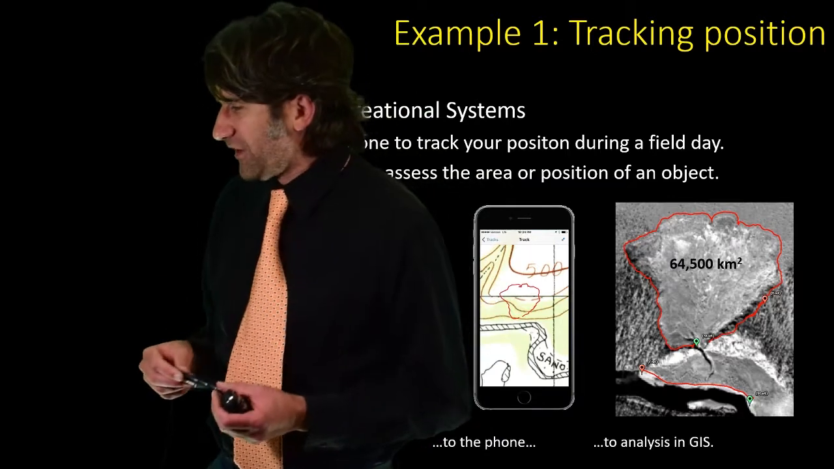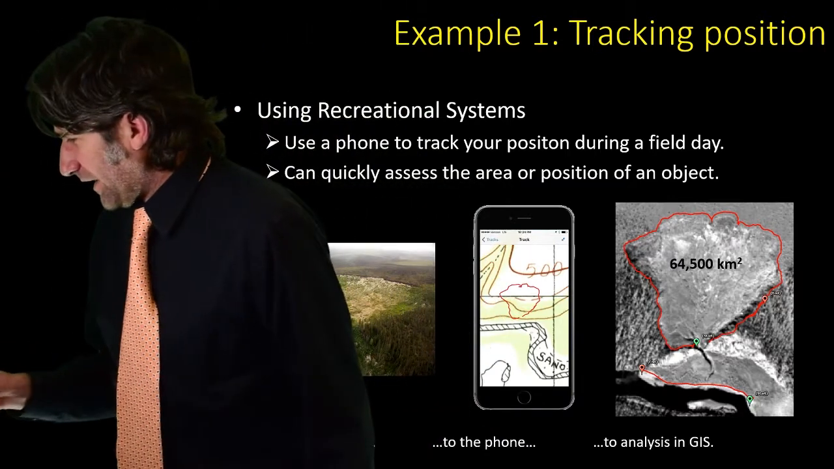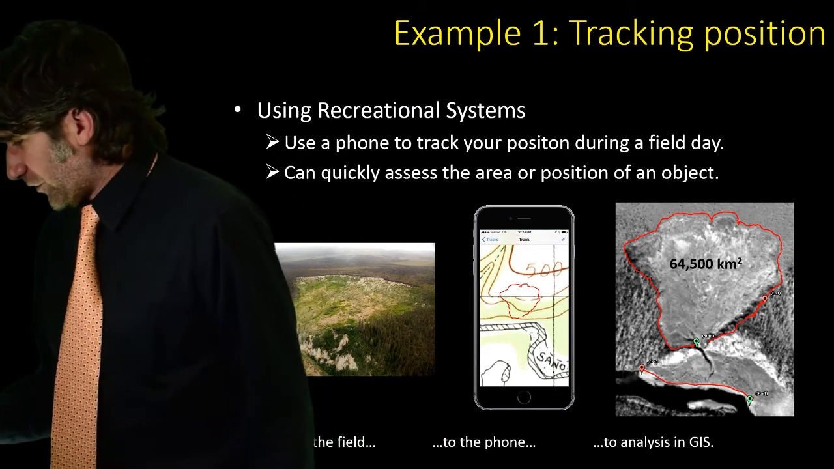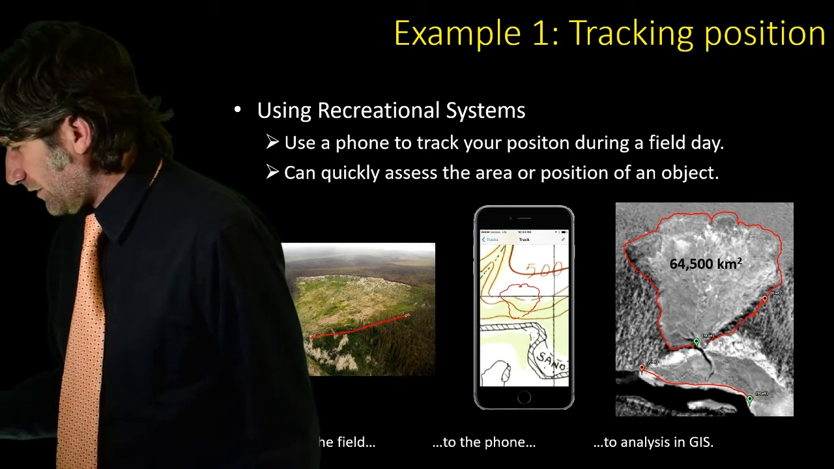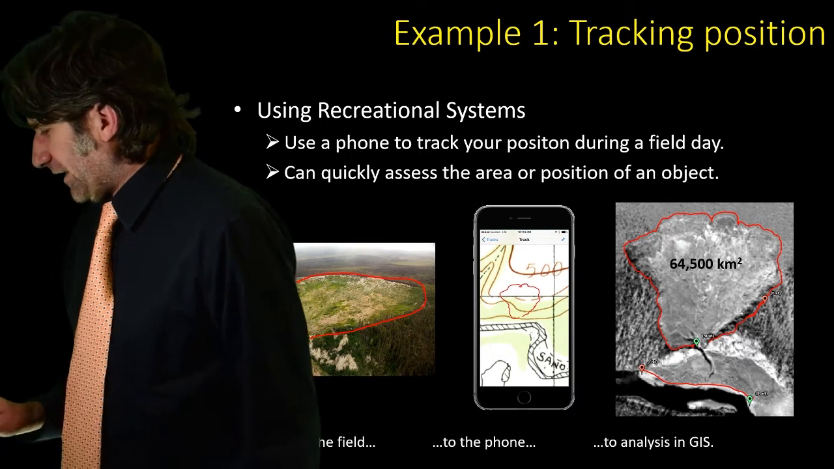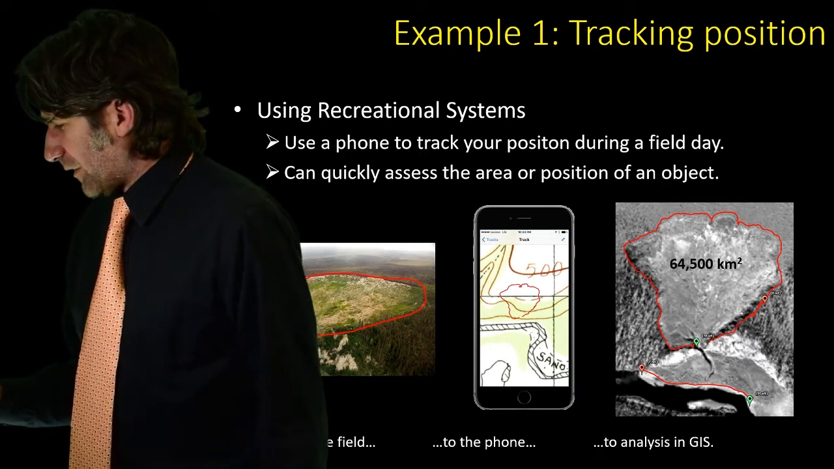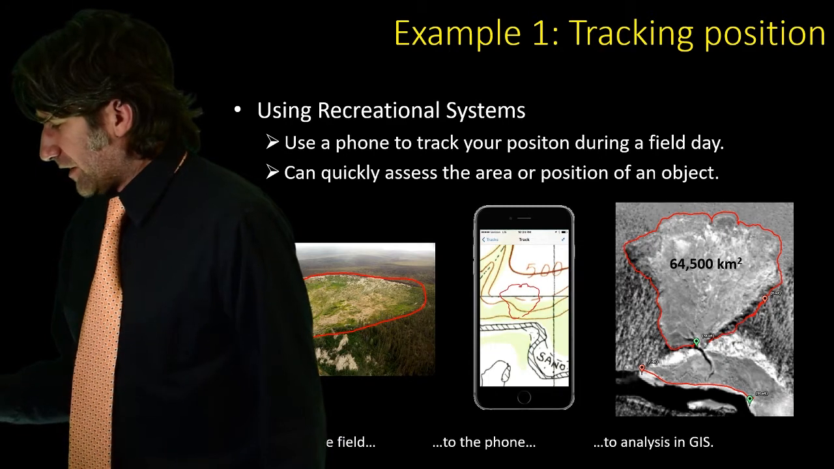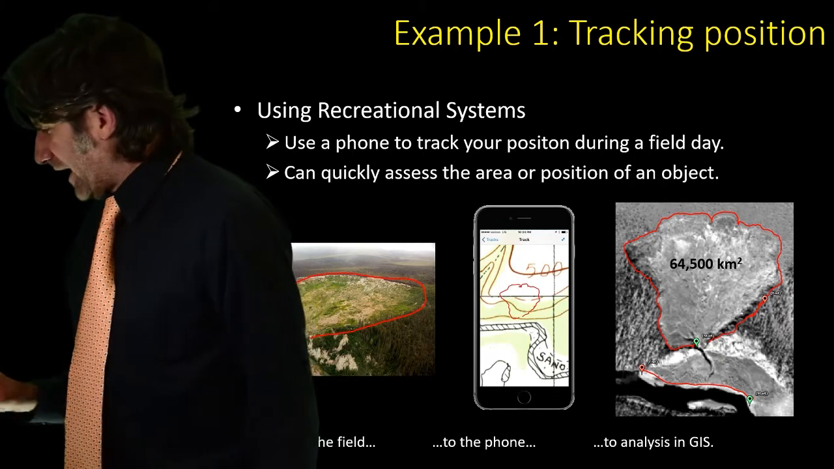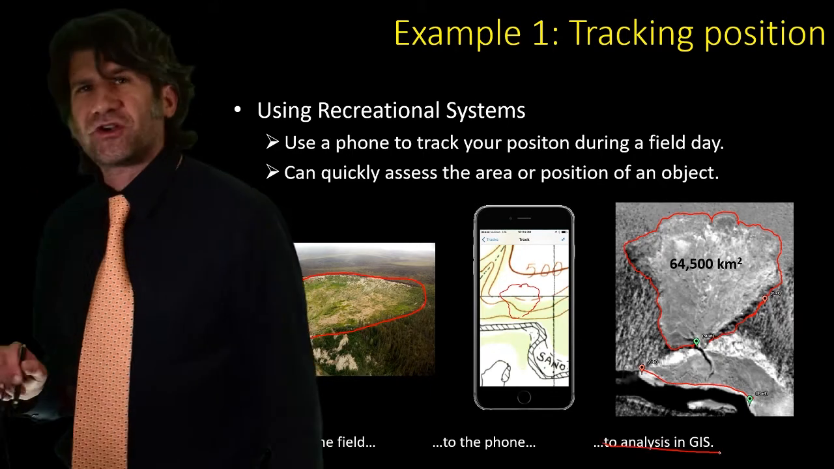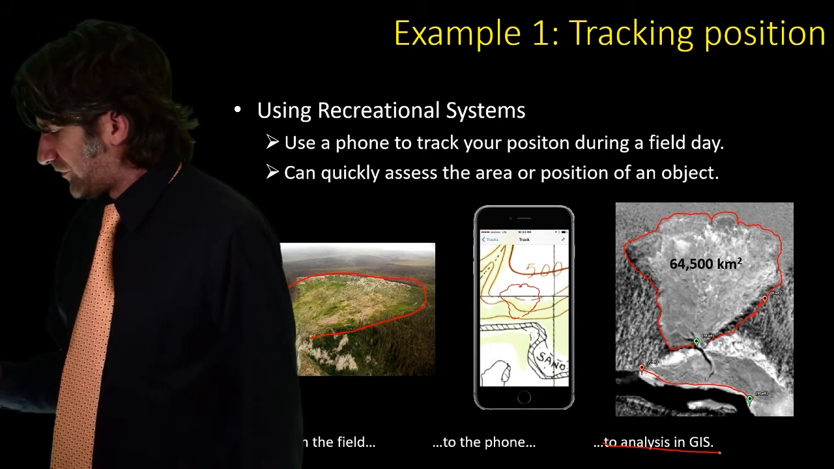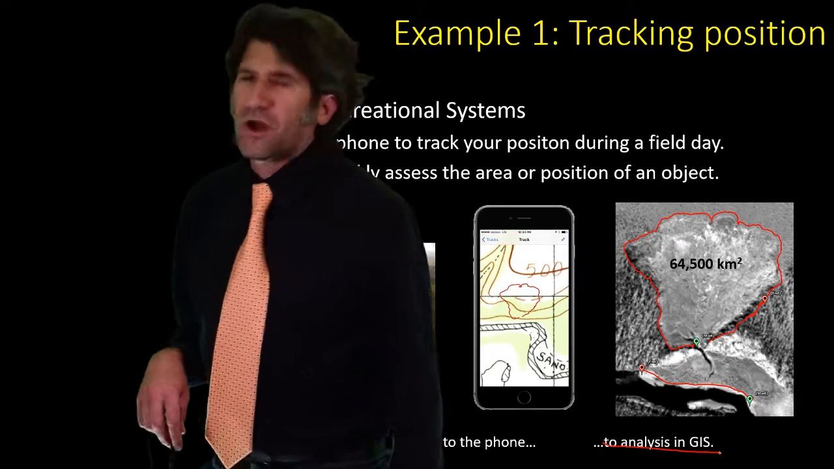Okay, so let's think about how we can use these in geomorphology. Let's say you've got a landslide. Does everyone see? We've got a landslide right here. So let's say you're in the field with your GPS system. You can use your GPS to essentially hike around and map the perimeter of this landslide. You could maybe even do that with the GPS on your phone and figure out where you walk to map out the perimeter of that landslide. Then you can take that back to a GIS, a geographic information system, and do analyses on it, like say, okay, this slide is 64,000 square kilometers in area.